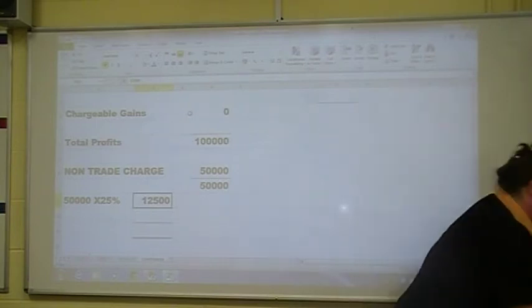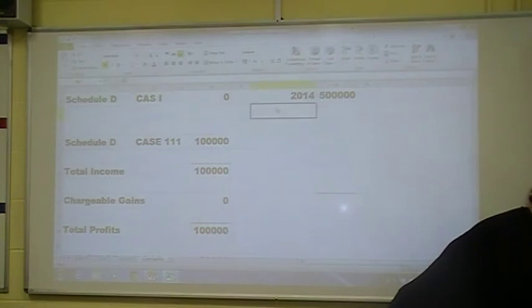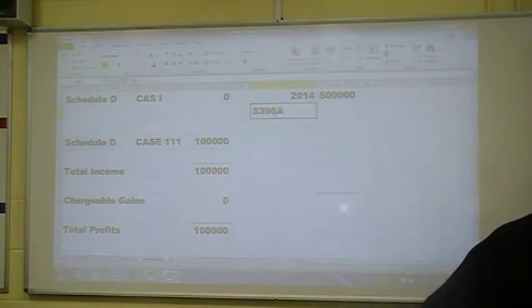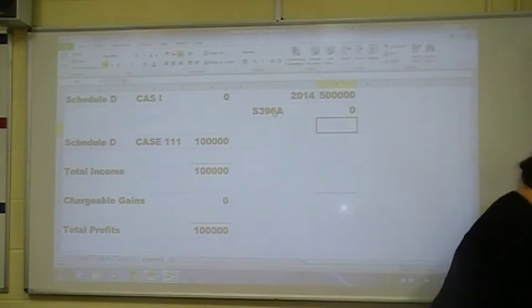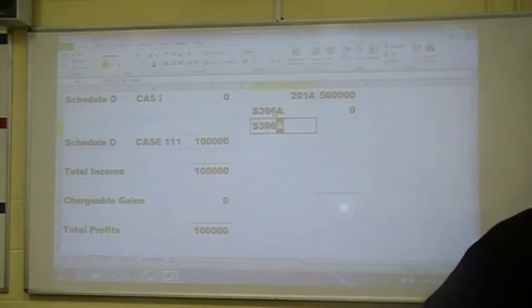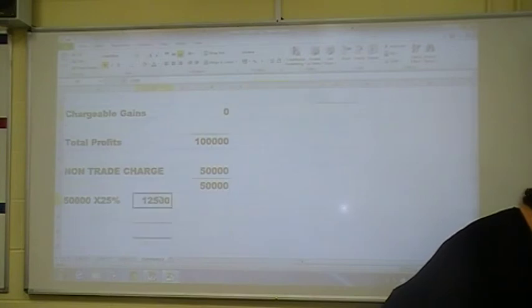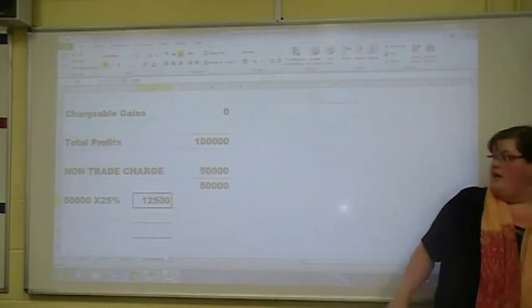Okay, so we need to apply now our sections up here. So section 396B prior year, we didn't, that was 0 because we had nothing in the current year. We weren't told anything about the prior year, so section 396B is 0. So we're on to section 396A. Prior year. Section 396A. Current year. So we're on to section 396B. Current year, isn't it? And we've got 12,500 worth of a tax liability.